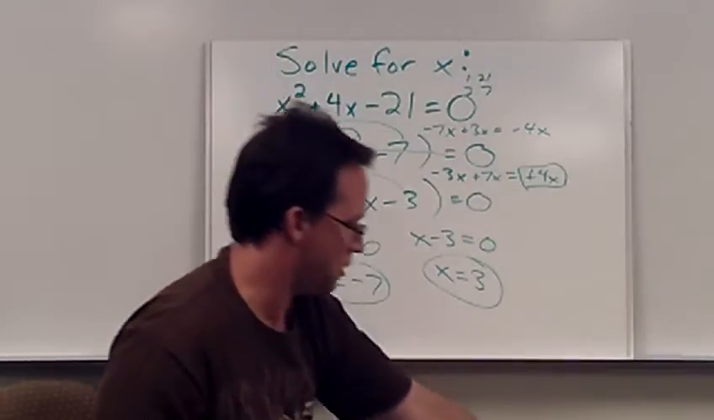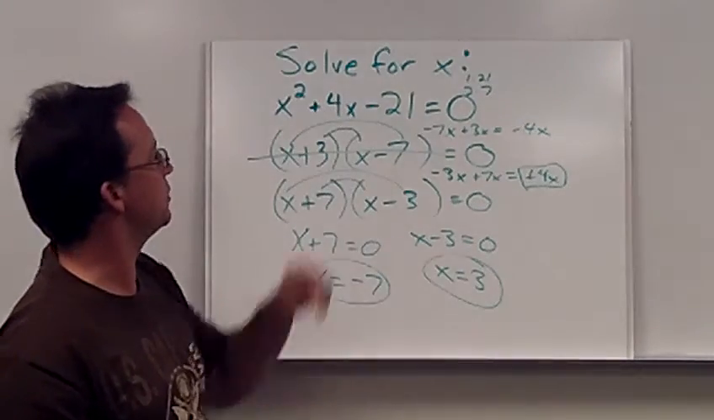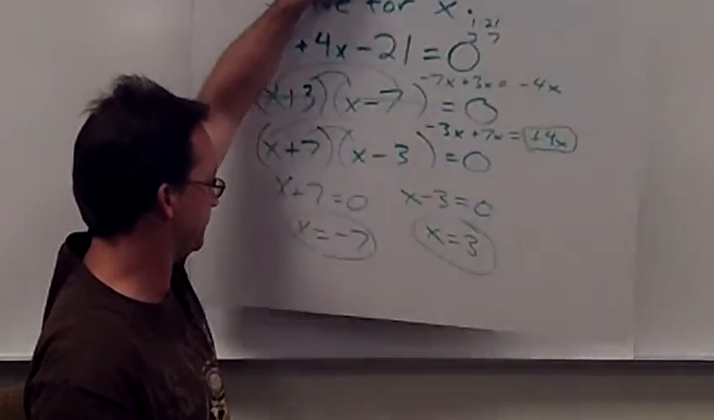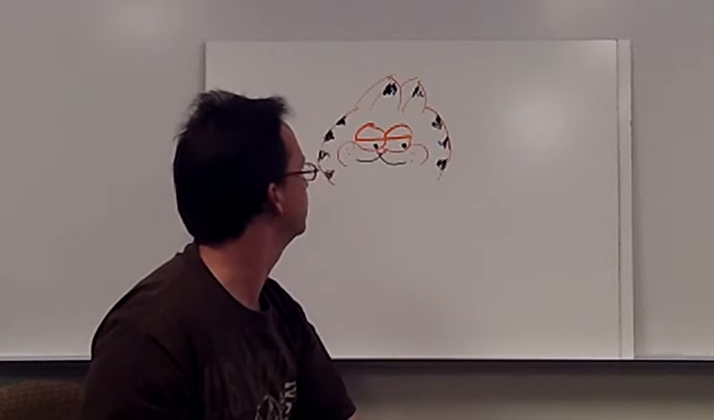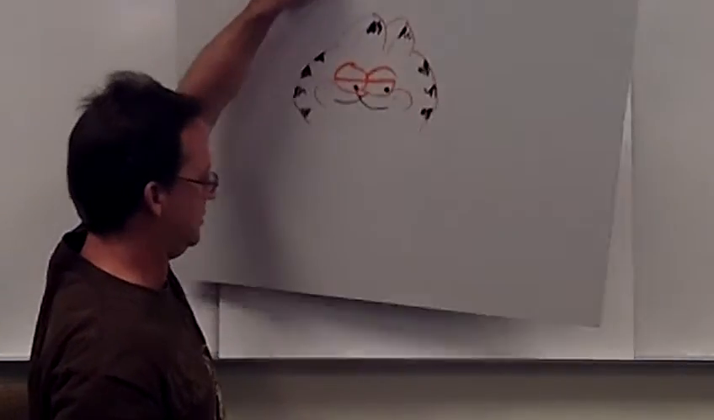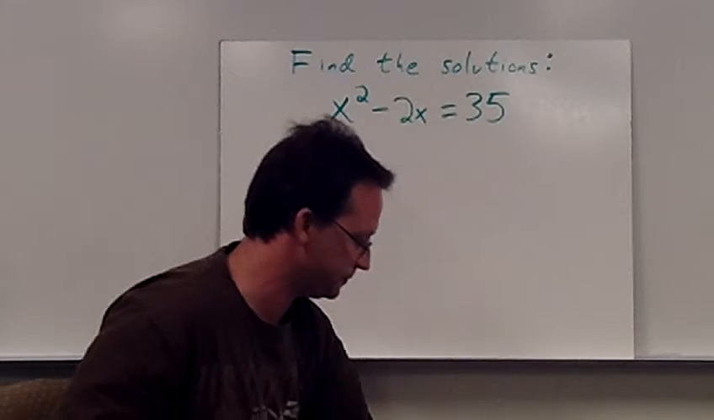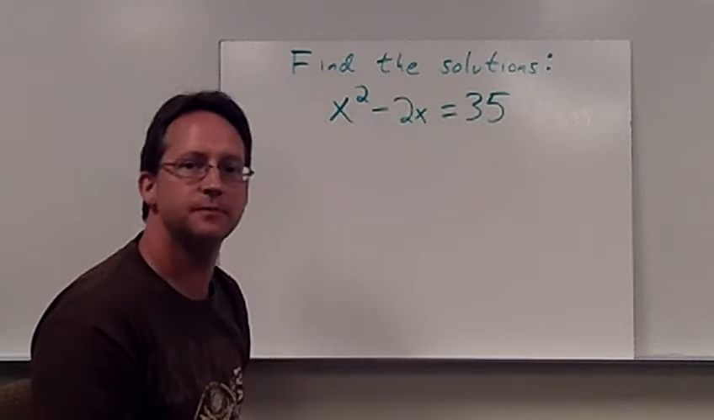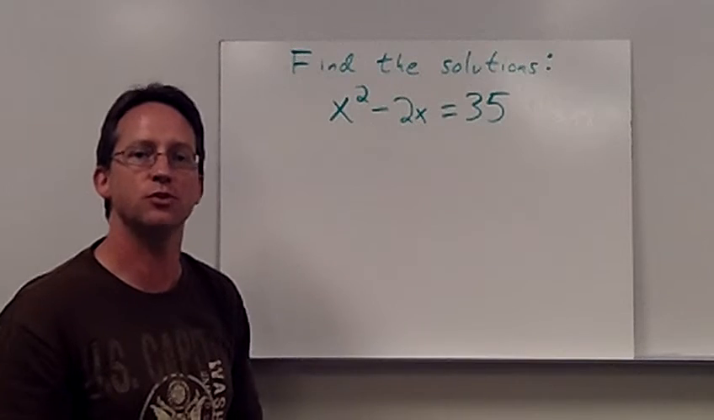All right, so we've got the example we just went through. Here's our next example. That's not our next example. I don't know how that got in there. That's our next example. Find the solutions. x squared minus 2x equals 35.